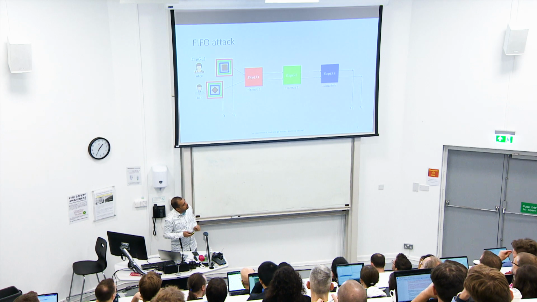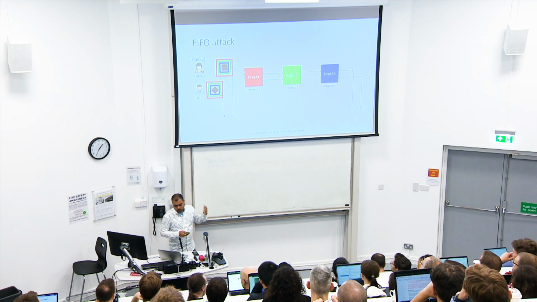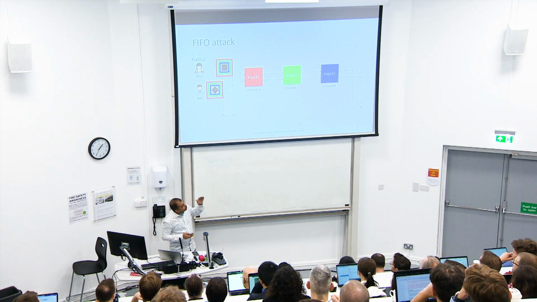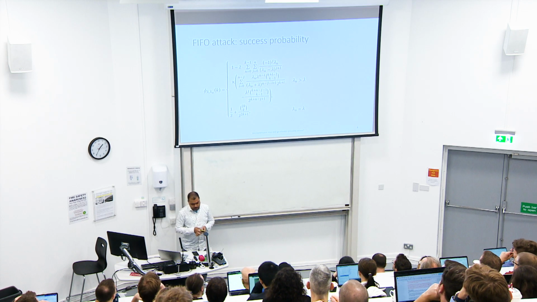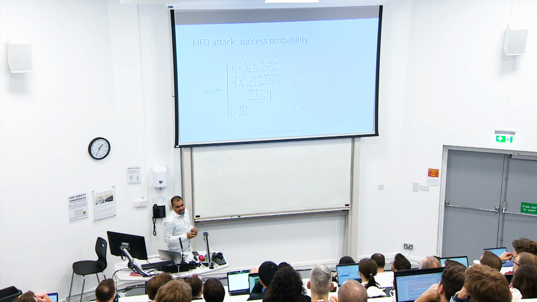And then what is the probability that they will swap order, or what is the probability that they will keep the same order. This is the probability that they will keep the same order. Let's try to understand this equation, right?